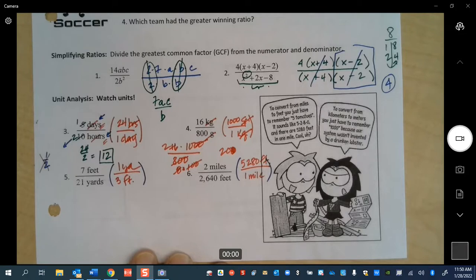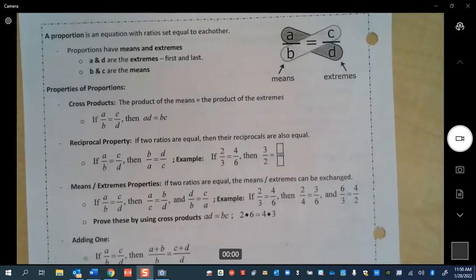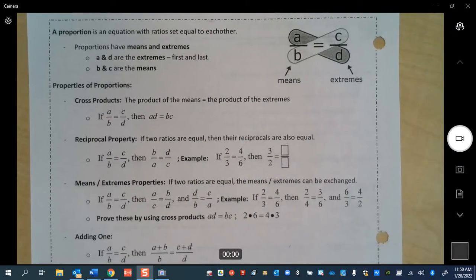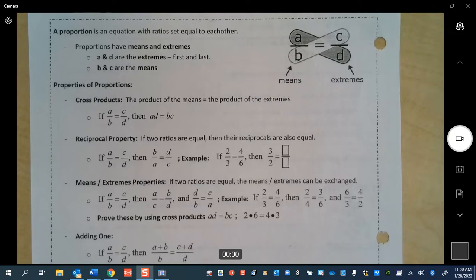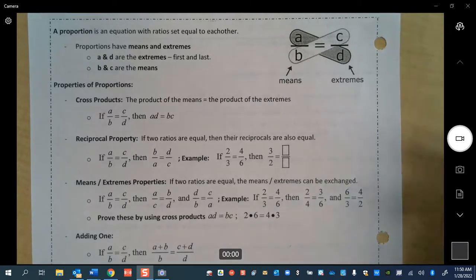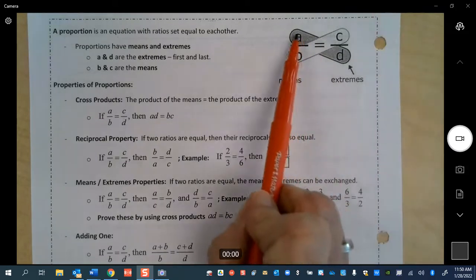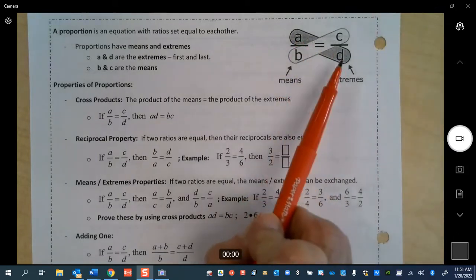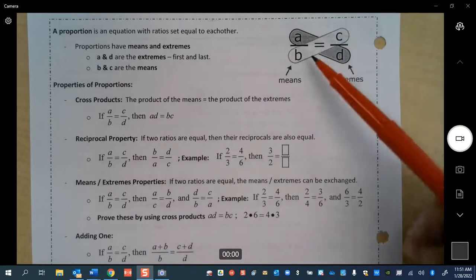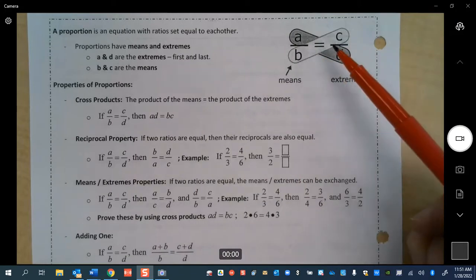Okay? All right. So the next part of this lesson is where you practice with proportions. And understanding how all these properties work is really going to make life easier for you down the road. A proportion is a ratio set equal to each other. Your first and last parts of the proportion are your extremes. Your middle parts are your means.